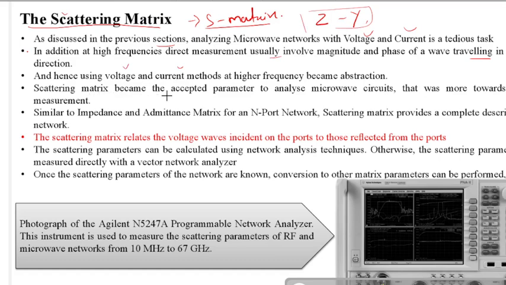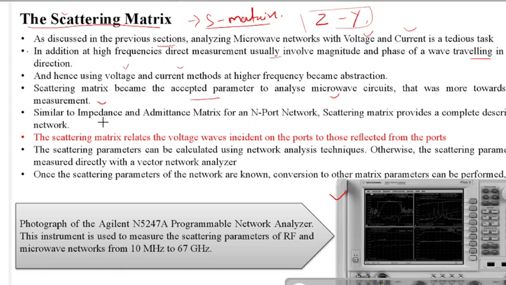So the scattering matrix became the accepted parameter to analyze microwave networks, and it is more towards direct measurement. You can see here, this is one device which can directly measure the S matrix or the S parameter of any device under test. First we'll see what the S matrix is and what exactly it measures.